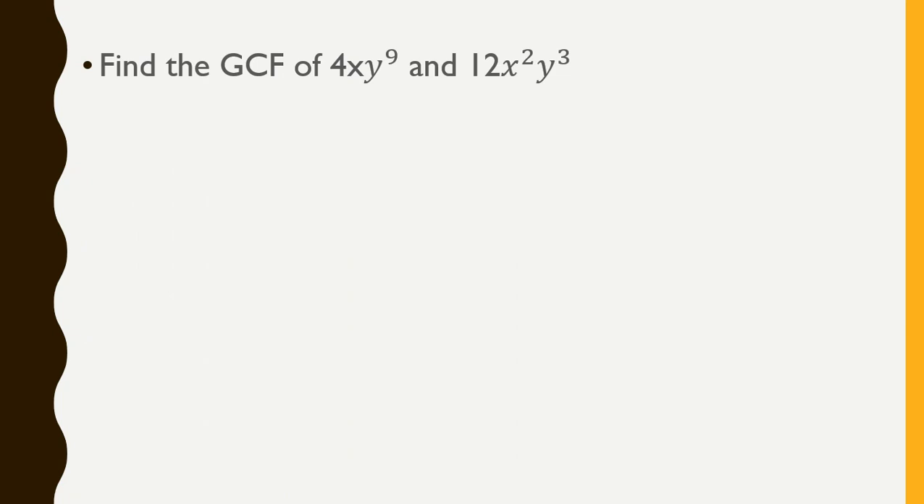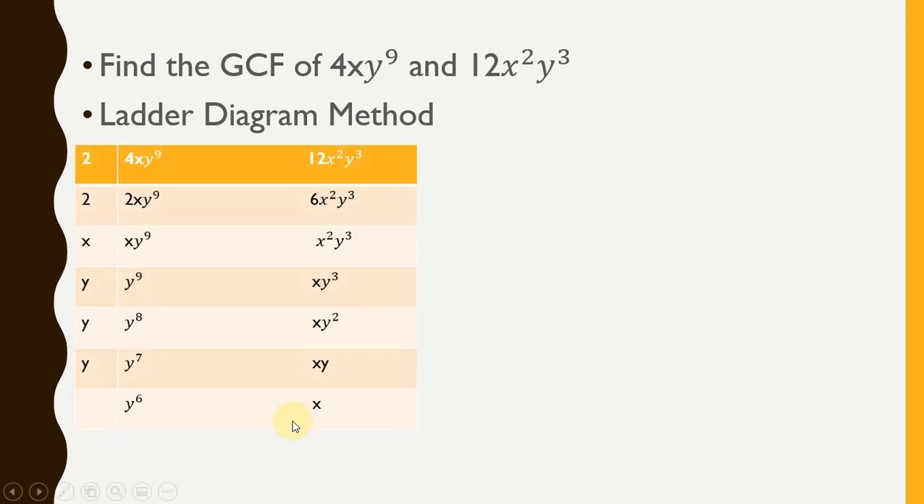Another example. Find the GCF of 4xy to the 9th and 12x squared y cubed. Remember, we need to keep dividing until there are no common factors. So, by using a ladder diagram, we have 4xy to the 9th and 12x squared y cubed. Divided by 2 both, we have 2xy to the 9th and 6x squared y cubed. Divide both again by 2 since they are common.